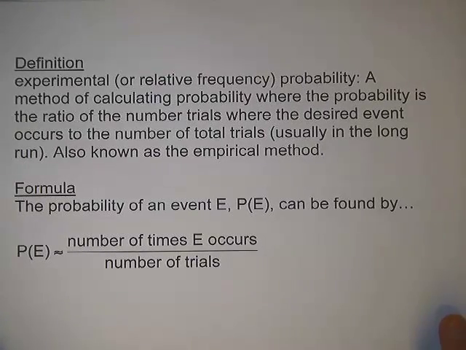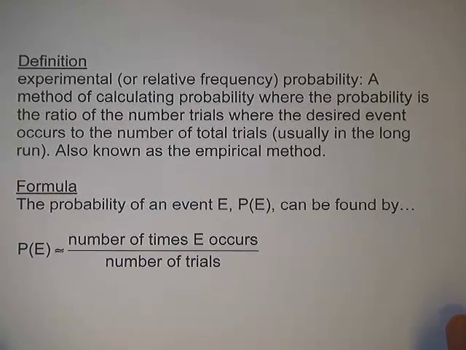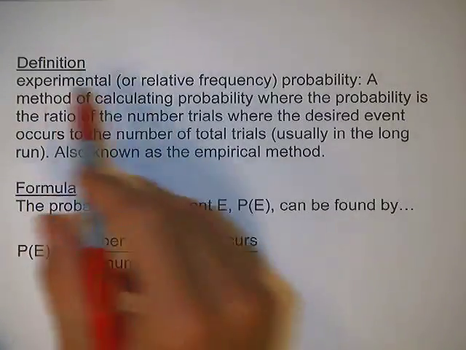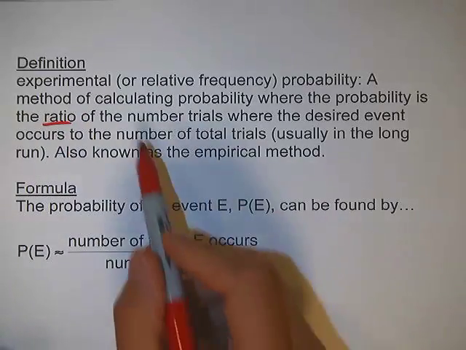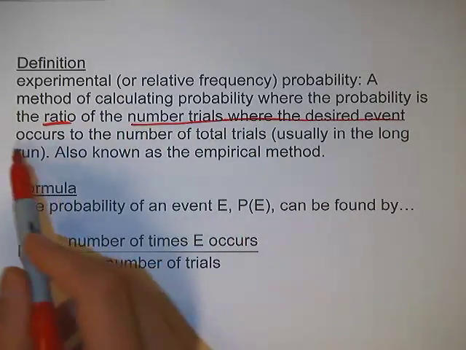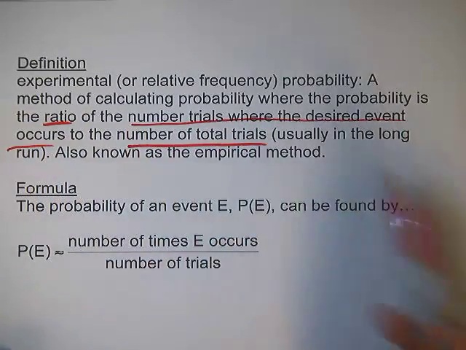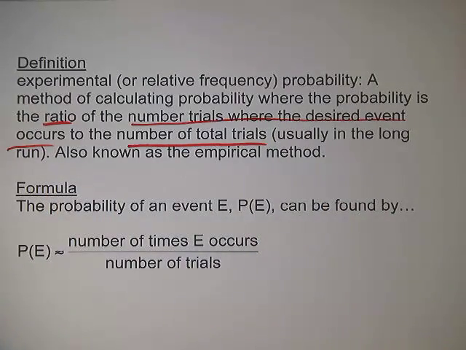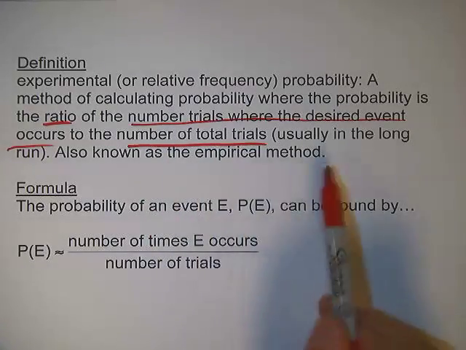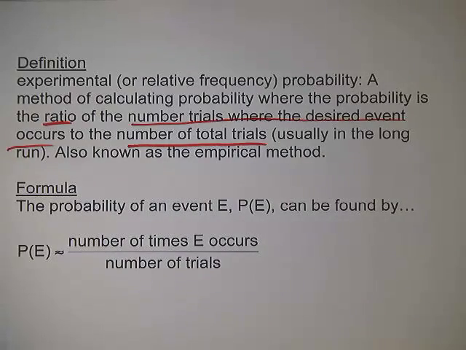Okay, so let's start with a definition. Experimental probability or relative frequency probability, these two terms can be used interchangeably, is a method of calculating probability where the probability is the ratio of the number of trials where the desired event occurs to the number of total trials. Okay, and this is usually going to be in the long run. So they're going to give you data that has occurred in the long run, and you're going to calculate a probability based on that. And again, this is also known as the empirical method of calculating probability.